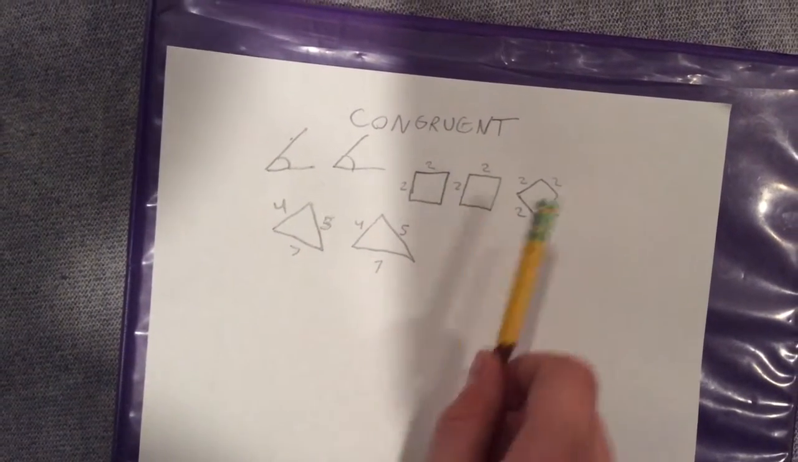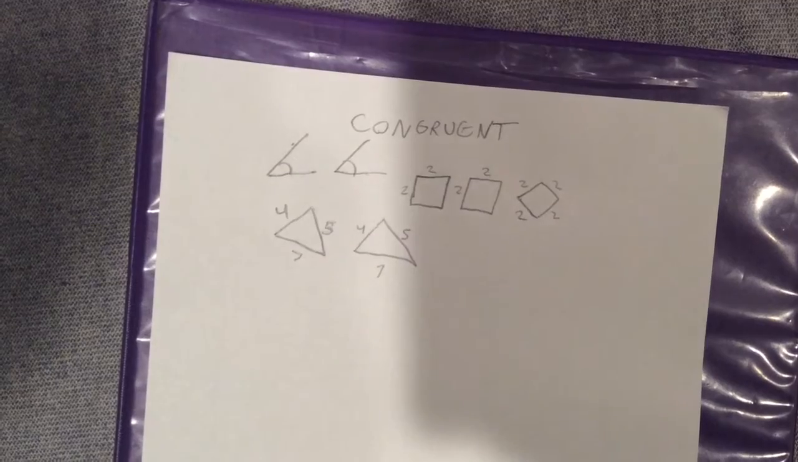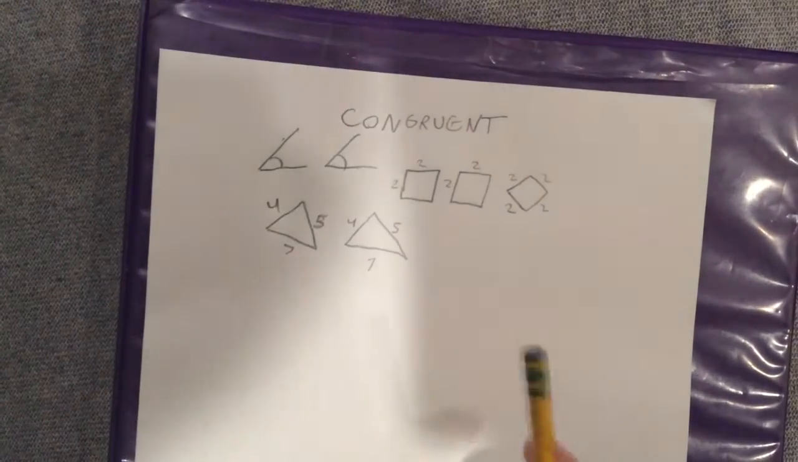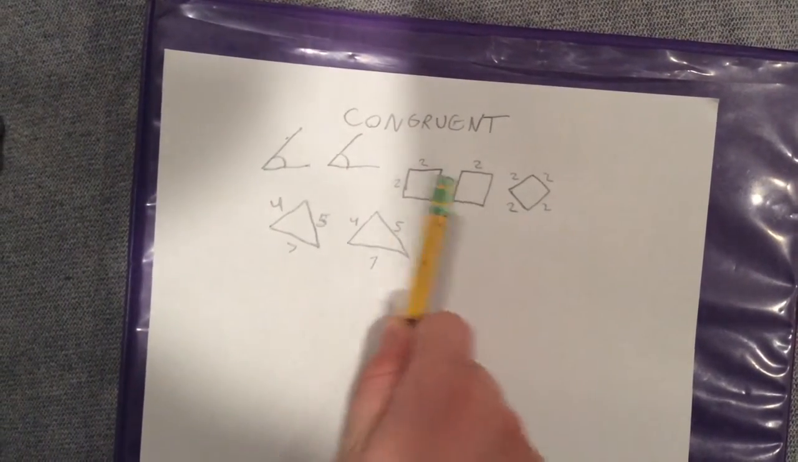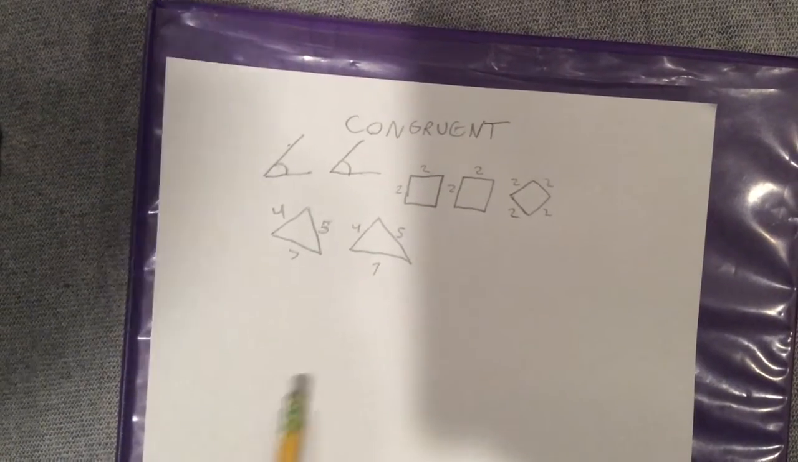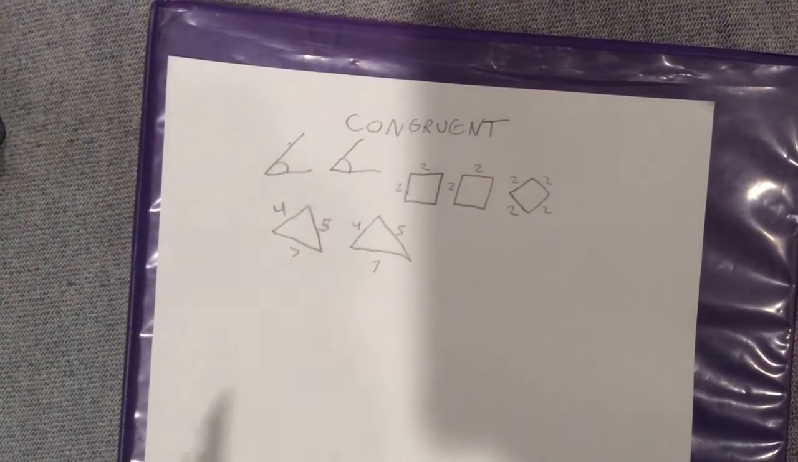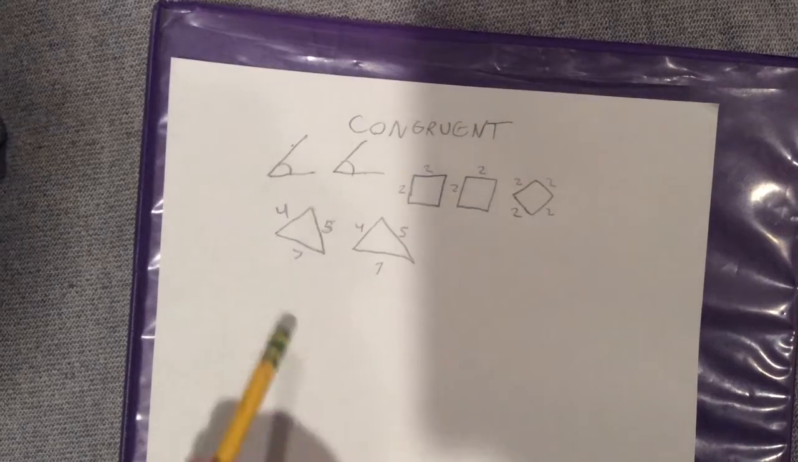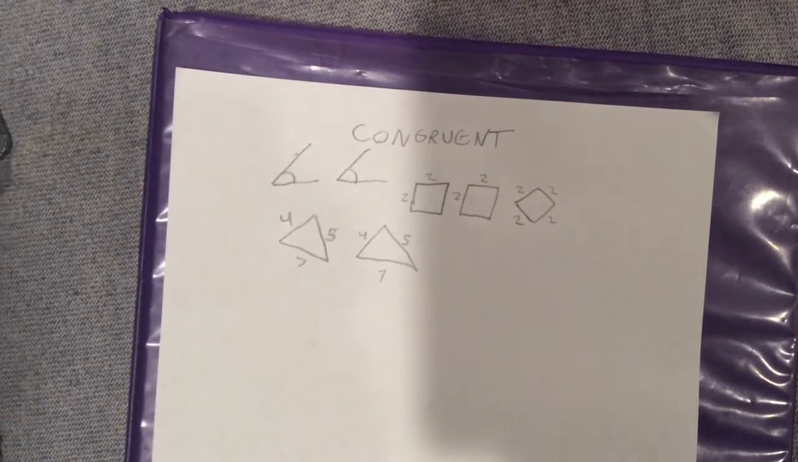These squares are equal to each other. They don't even have to be at the same rotation. For example, this square is equal to these two squares. And these lengths are equal to each other, therefore these two triangles are congruent to each other.